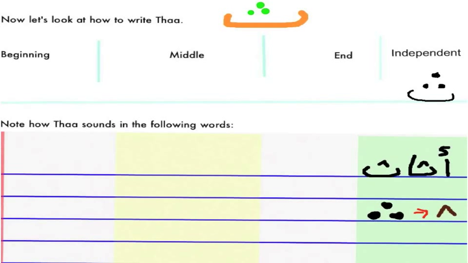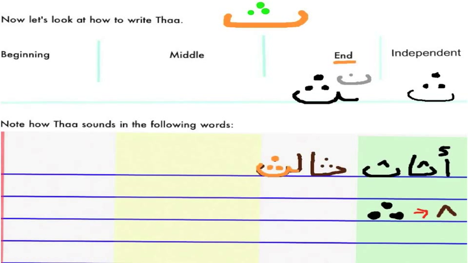When thaa comes at the end of the word, it looks like this. Remember that this little tail here connects thaa to the letter preceding it. A good example is the word thalith, which means the third. Thaa can also be written independently at the end of the word. A good example is the word thalath, which means 3.